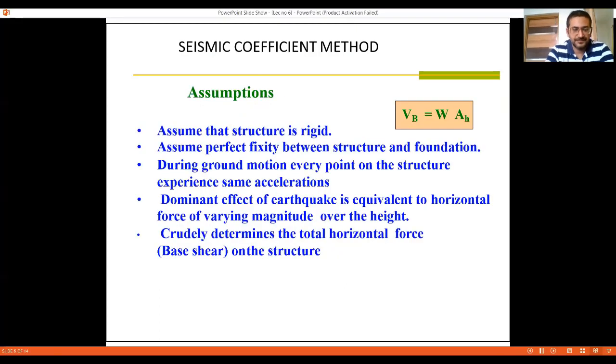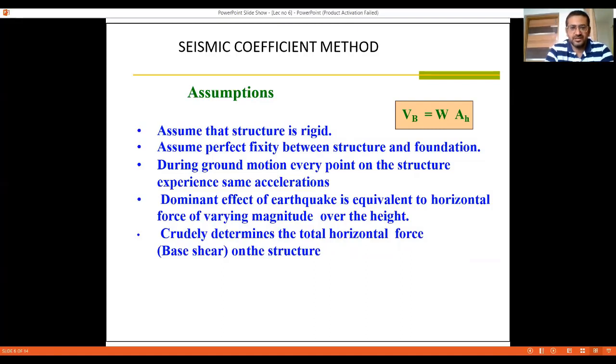Now, all methods are based on certain assumptions. Similarly, here also, in the case of the static coefficient method, certain assumptions are there, right? So which are these assumptions? The situation that we are assuming in the case of structures may not be exactly the same on site also, right? So based on that, certain assumptions have to be made. The first assumption is that the structure is rigid, right?